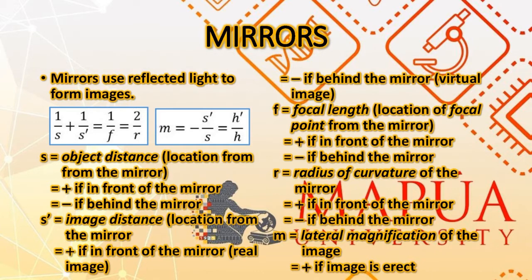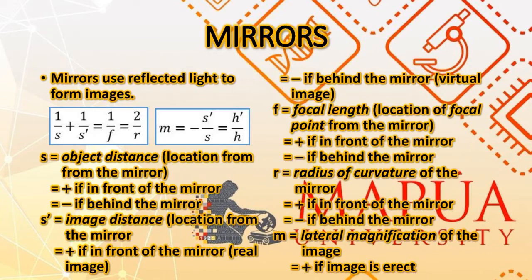It stands to reason that for a mirror, the real image is in front of the mirror, because a mirror uses reflected light to form images, and if the reflected light is in front of the mirror, therefore the real image must be in front of the mirror as well. And S prime is negative if the image formed is behind the mirror. The image is referred to as a virtual image.